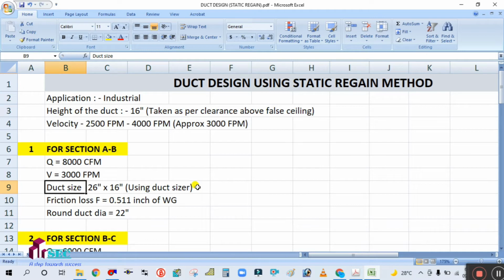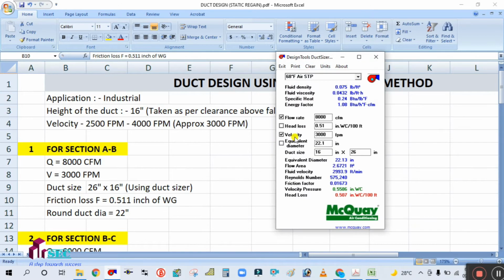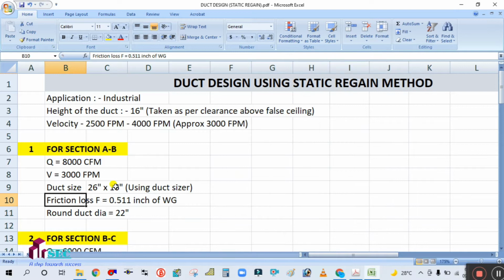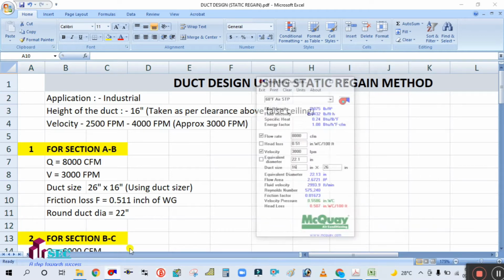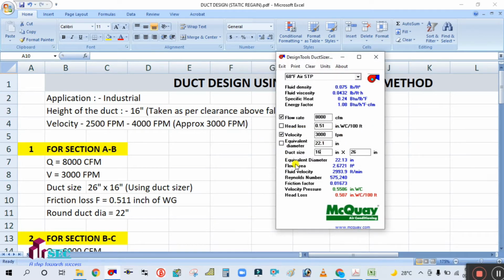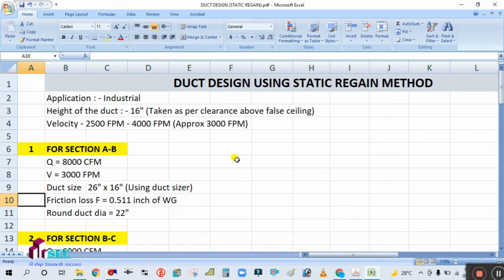Using the duct sizer, the friction loss F is also obtained. You can see here the head loss is 0.51 inches of water gauge per 100 feet of duct length. Similarly, I have written it here. The round duct diameter, you can see from the McQuay Duct Sizer program, is the equivalent diameter of the round duct, 22.1 inch, so approximately 22. So this is the first section.